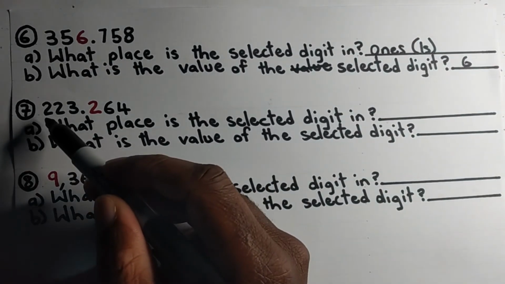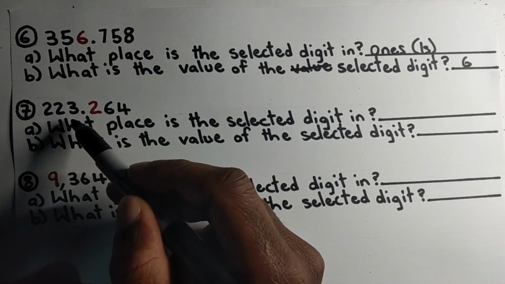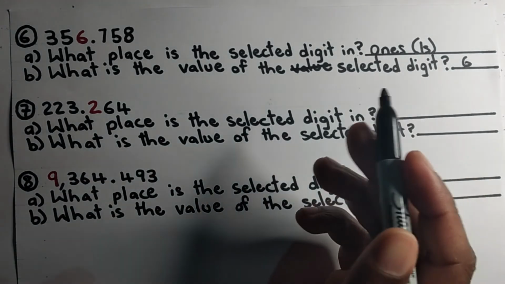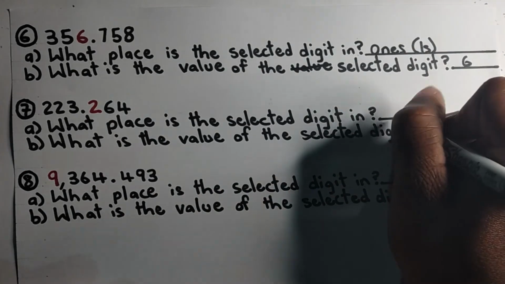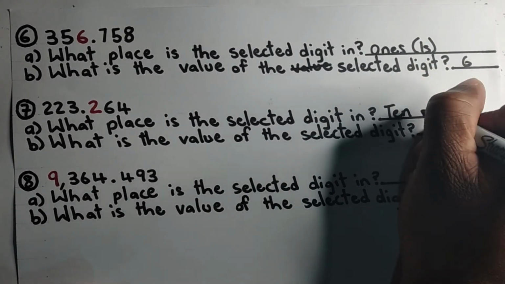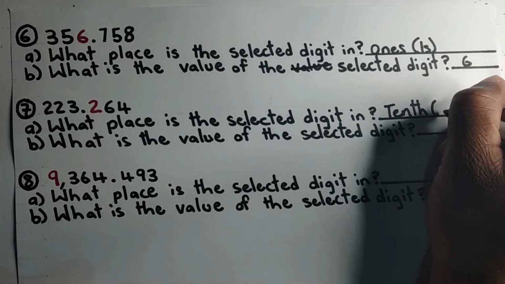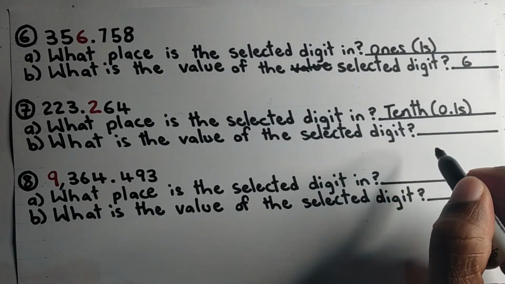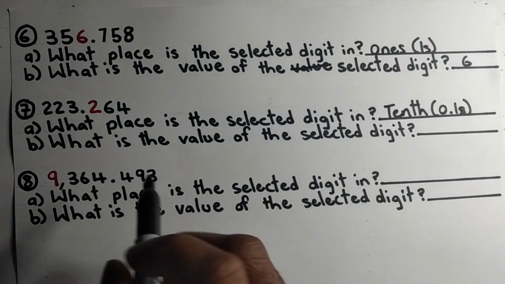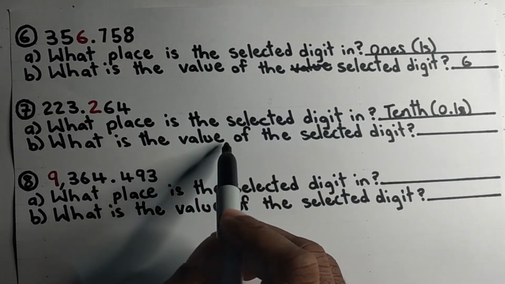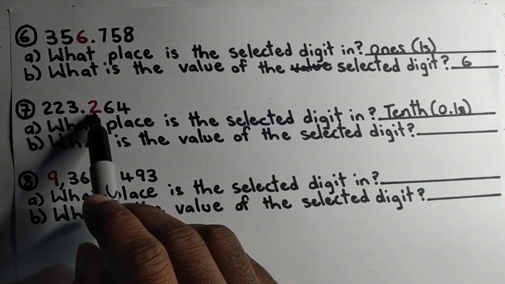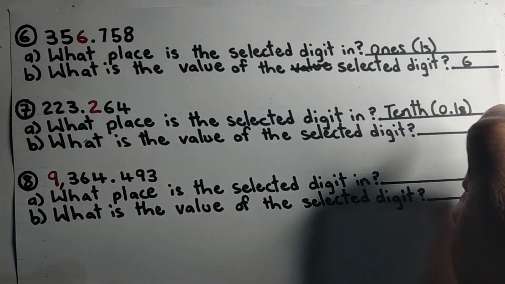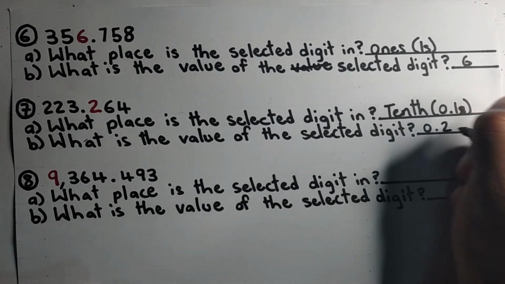Now we're looking at question 7. This reads as 223.264. Again, the first digit that falls to the right of the decimal point starts off in the tenths place. So this falls in the tenths place, and we can represent that in numeral form as 0.1. What is the value of the selected digit? Again, we multiply the corresponding digit by its place value. So 2 times 0.1 gives us 0.2.